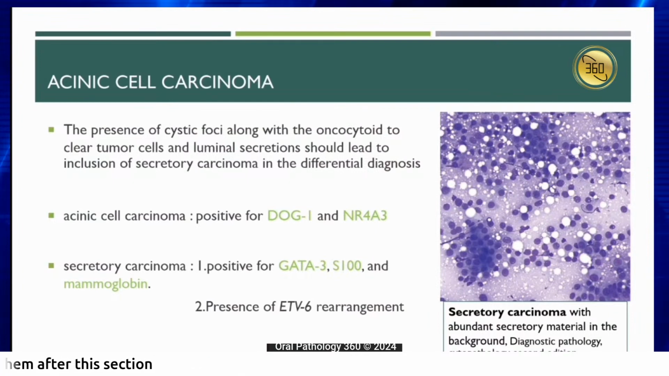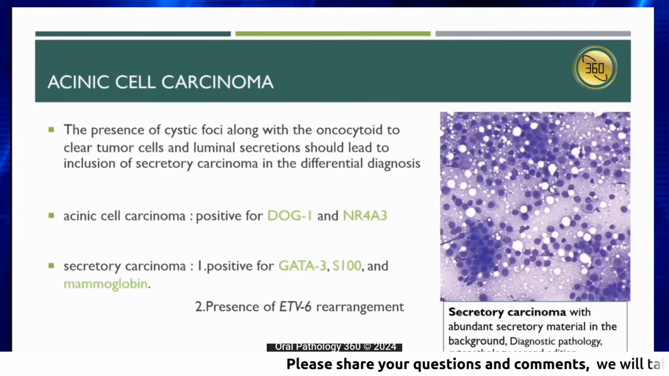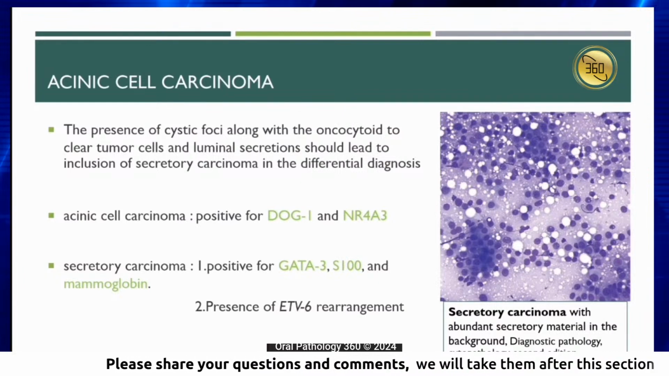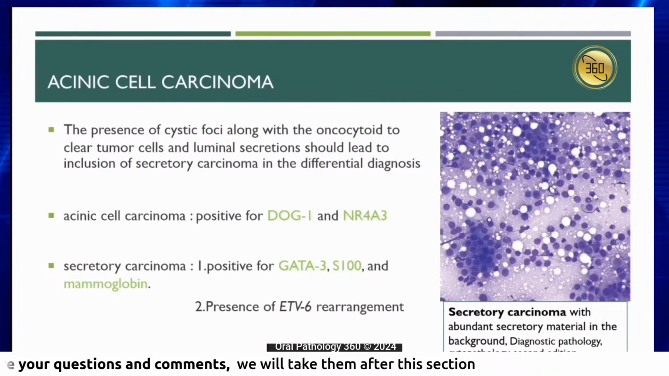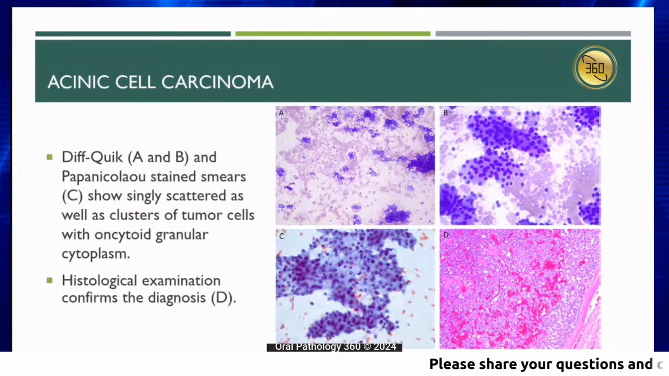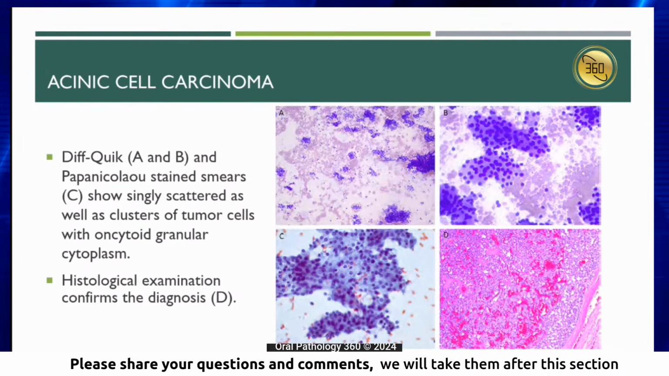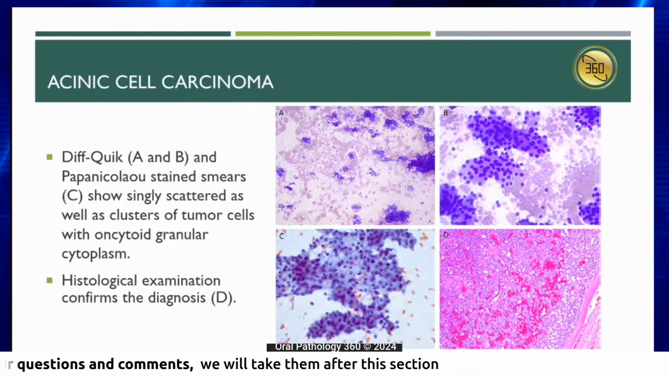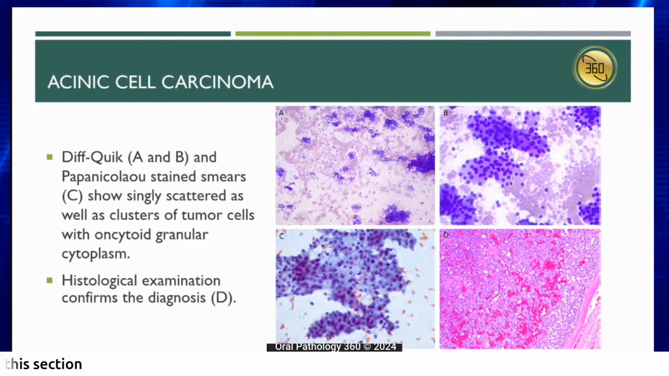Fortunately, IHC and molecular studies are helpful to distinguish these two neoplasms, while acinic cell carcinoma is positive for DOG1 and NR4A3. Secretory carcinoma is positive for GATA3, S100, and mammaglobin. Also, presence of ETV6 rearrangement is seen in secretory carcinoma. In these Diff-Quik and Pap stain smears, you can see some clusters of uniform tumor cells with oncocytoid granular cytoplasm, and histologic examination confirms the diagnosis at the end.